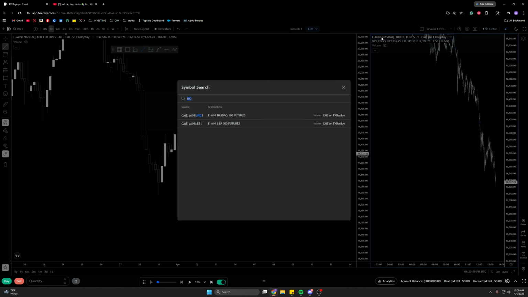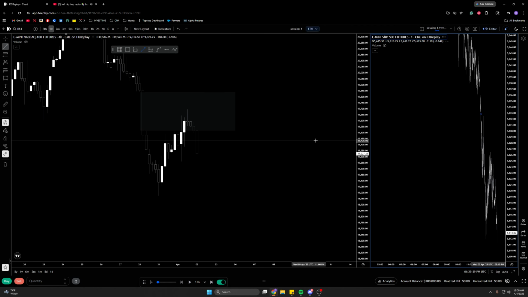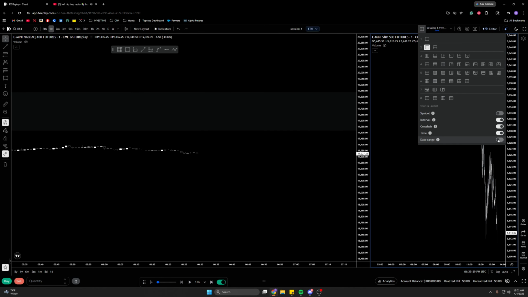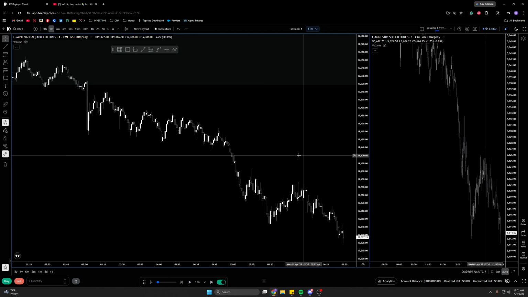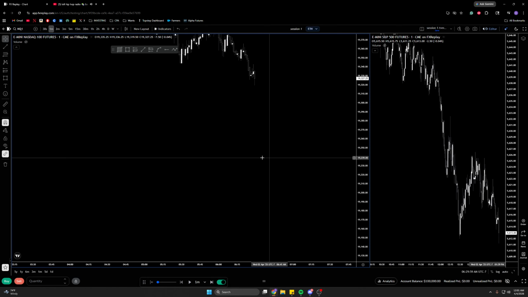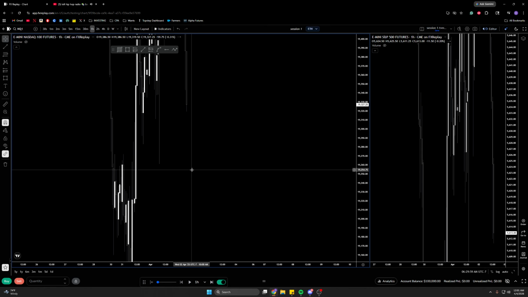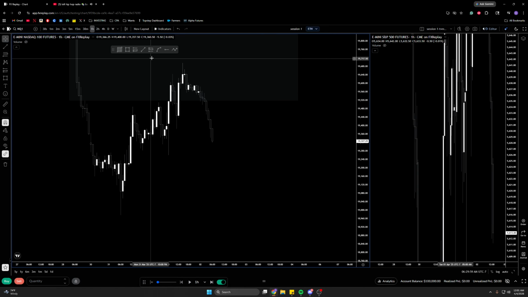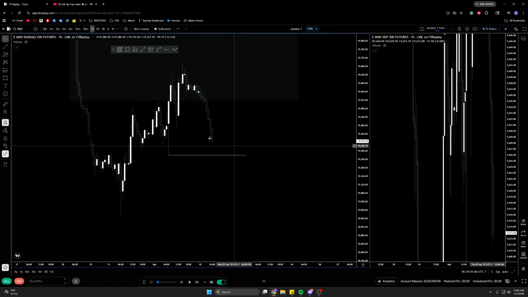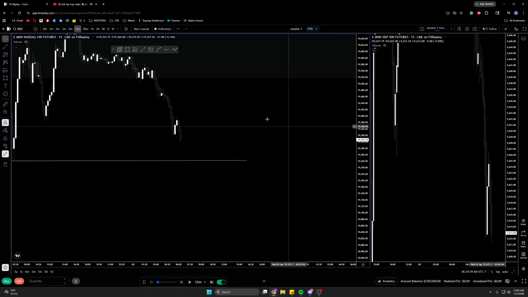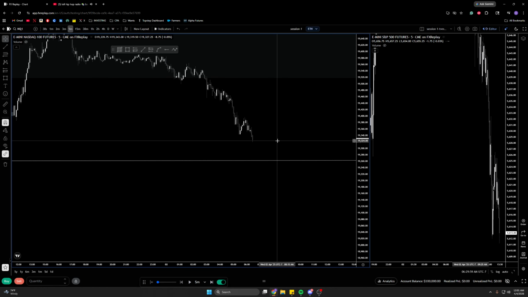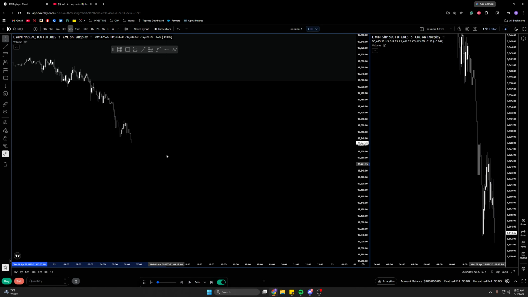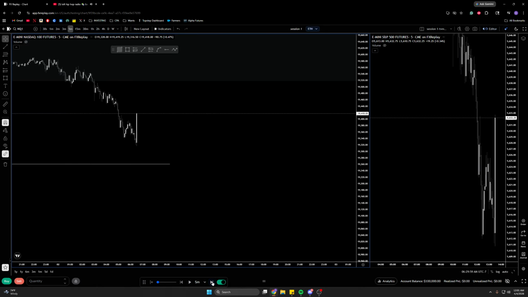Oh wait, this is both NQ and ES. Sorry. Interval. Cool. Let's go ahead and see. It looks like we're pretty much just free falling as of now. Let's see if we can confirm on the lower time frame if this low is a good draw here. Don't want to jump the gun though. Let's go ahead and see.